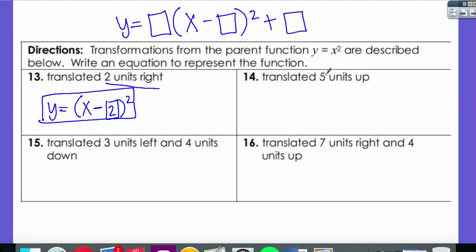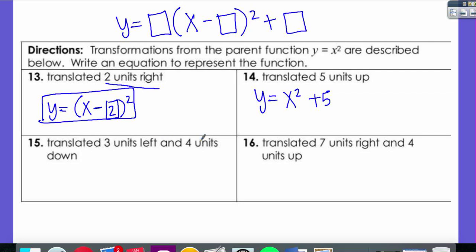Number 14, translation of 5 units up. So this time the only thing that's happening is something on the outside. So really I could put x minus 0, but I don't need to. I would just need to have y equals x squared and then a plus 5 on the outside.